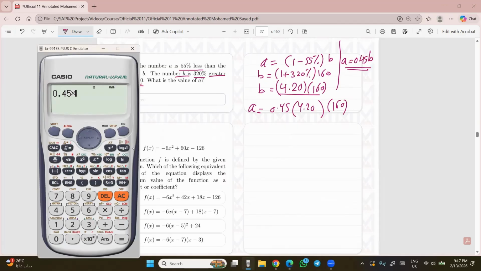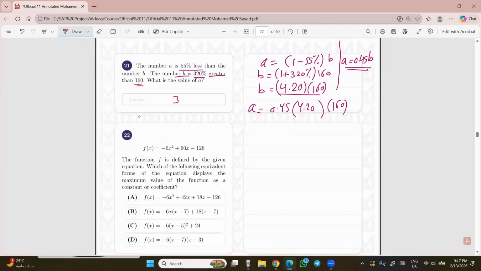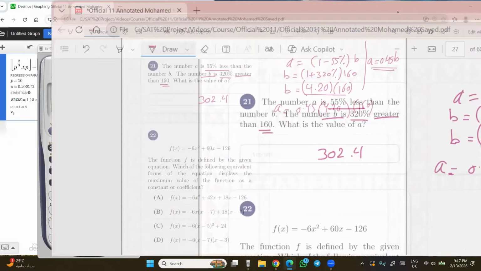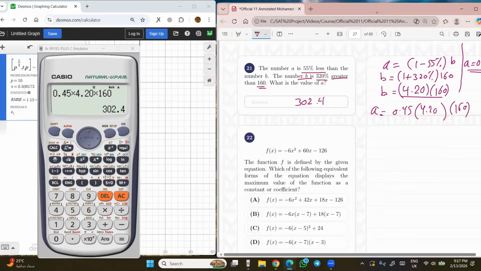0.45 times 4.20, or 4.2 times 160, and you get the answer, which is here 302.4. You can also use Desmos. Let's try Desmos here together. I'll write these 2 equations here.